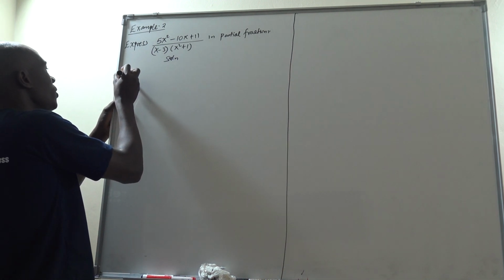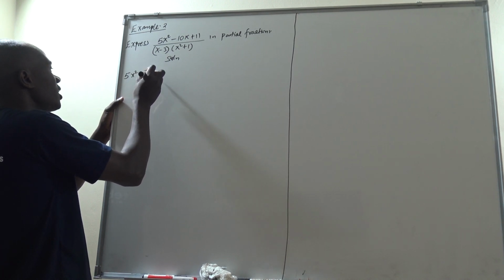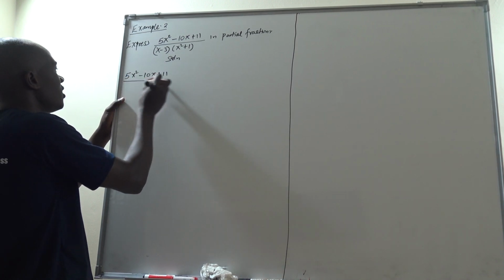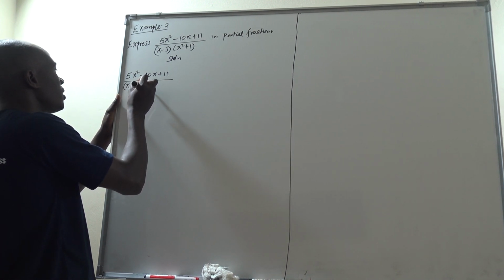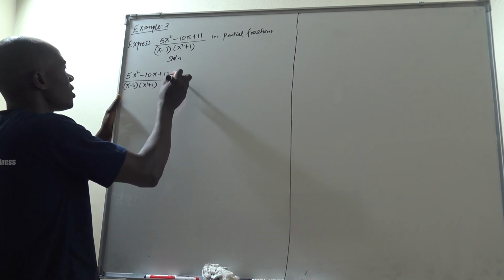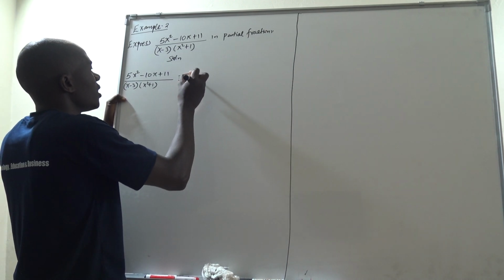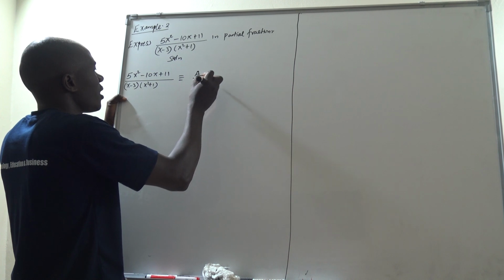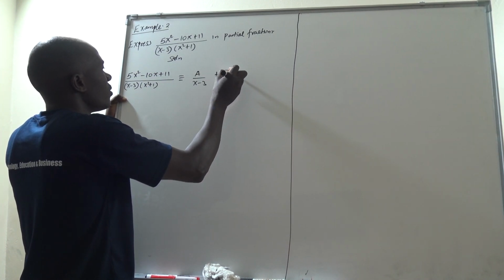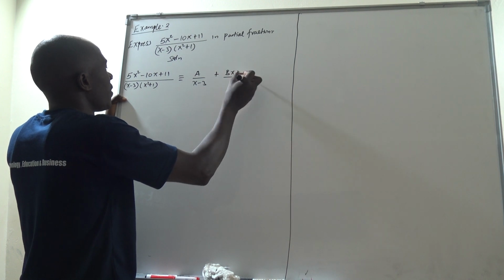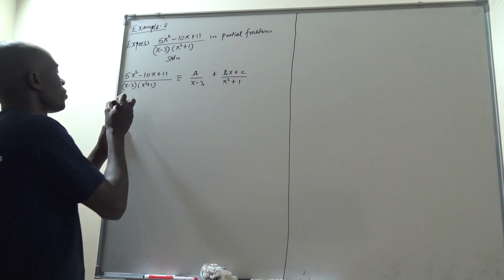So what we're going to do, we are going to say let (5x² − 10x + 11) / ((x − 3)(x² + 1)) be the same as, this one is linear, we shall say A over (x − 3), plus, this one cannot be factorized, we are going to say (Bx + C) over (x² + 1).